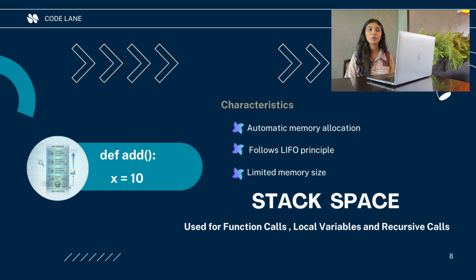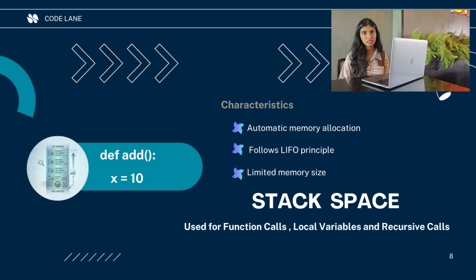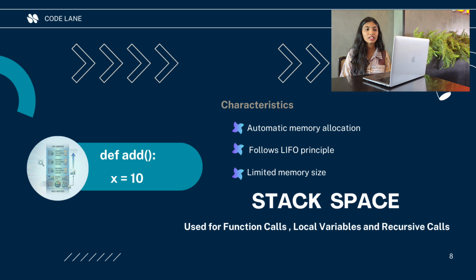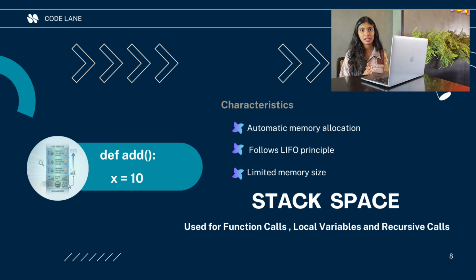Now let's see the stack space. Stack space is one of the most important memory areas in programming. It stores local variables, function calls, and recursive calls. Whenever a function is called, the system creates a new stack frame. When the function finishes execution, that stack frame is removed. The stack follows the last in, first out principle, also known as LIFO. A simple way to imagine a stack is a pile of plates. The last plate placed on top is the first plate removed.